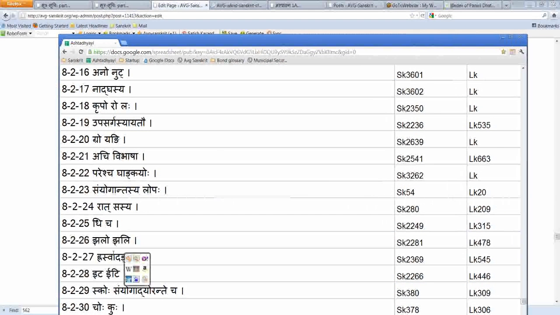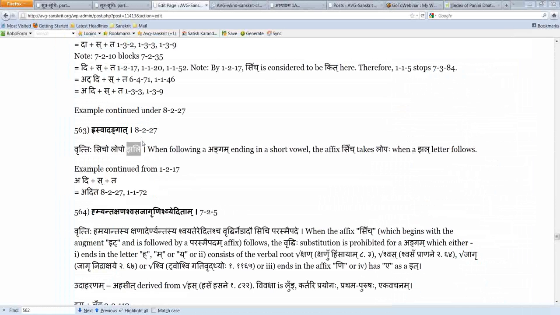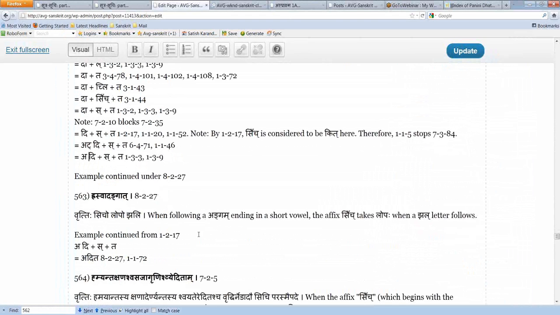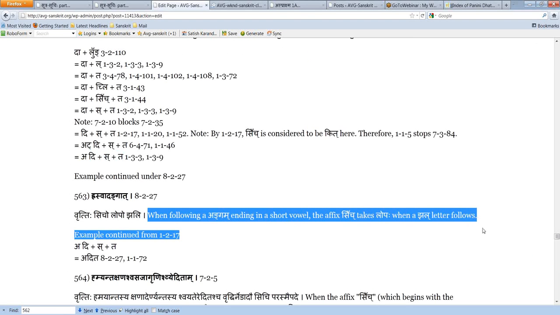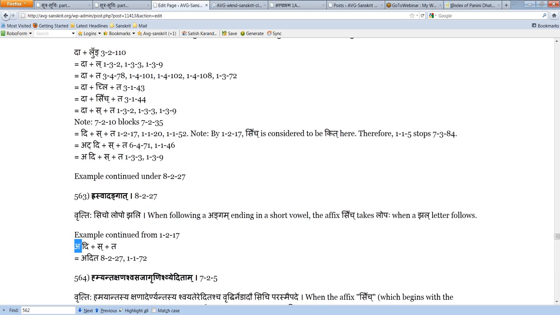So basically you should have a rasvantam angam, followed by the sakara of sich, followed by a jal letter. The sakara of sich will take lopaha. So what do we have right now? We have a, di, sa, ta. Angam for the sich was this, and then we get the ta followed by jal. So when following an angam ending in a short vowel, affix sich takes lopaha when a jal letter follows. So when we have a, di, sa, ta, it becomes adita.